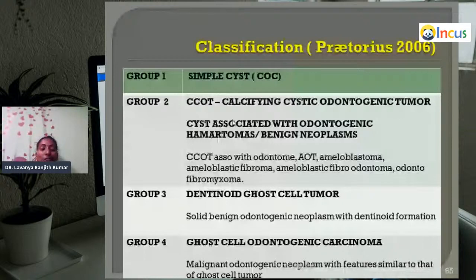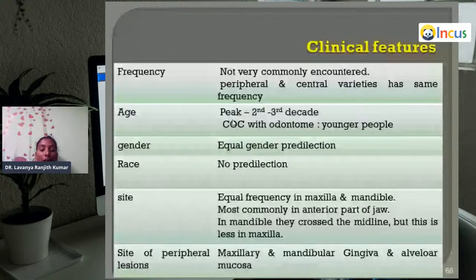Coming to the clinical features, it is very rarely encountered, and peripheral and central varieties occur with equal frequency. The age peak is in the second and third decades, most commonly with odontoma. Younger people are most commonly affected. There is equal gender predilection and no racial predilection, and equal frequency in maxilla and mandible, most commonly in the anterior part of the jaw. In the mandible, they cross the midline, but this is very rare in the maxilla.